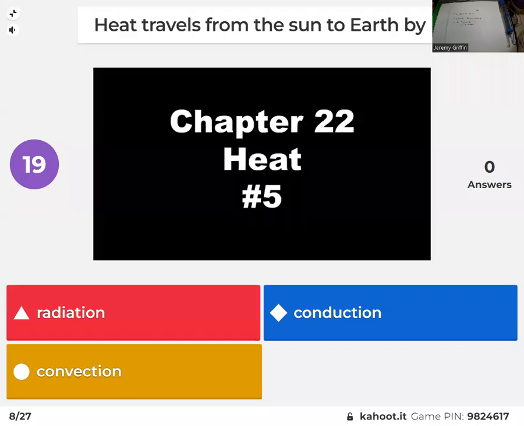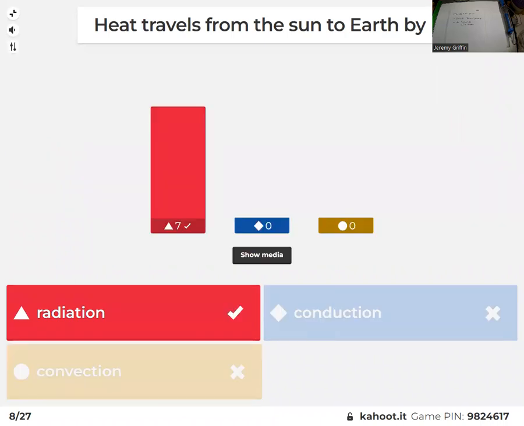Heat travels from the sun to Earth. Radiation, electromagnetic radiation. There you go. It couldn't be conduction because there's no direct contact. Couldn't be convection. It's a giant vacuum of space.